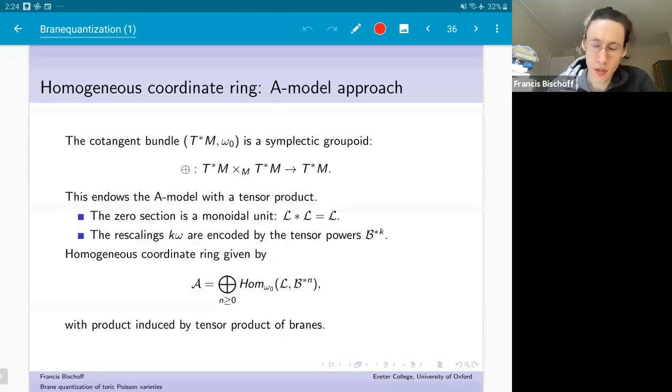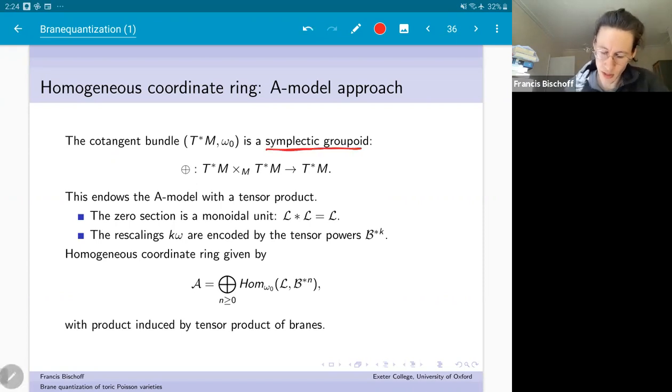Okay, so what about the homogeneous coordinate ring now? For the homogeneous coordinate ring, this relies on another structure on the cotangent bundle. The cotangent bundle isn't just a symplectic manifold, it's a vector space. So we can add points in a fiber. So in fact, what this gives is the structure of a symplectic groupoid on the cotangent bundle. And what this means is that it endows the A model with the structure of a tensor product. We can tensor branes together.